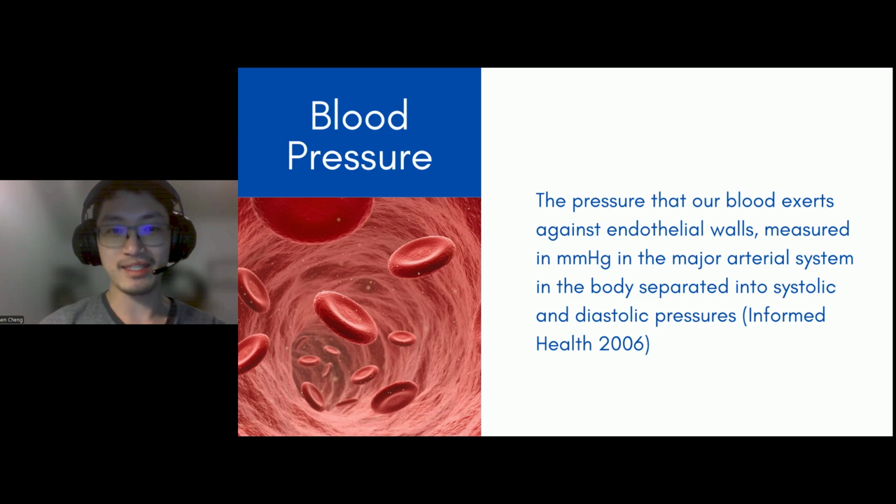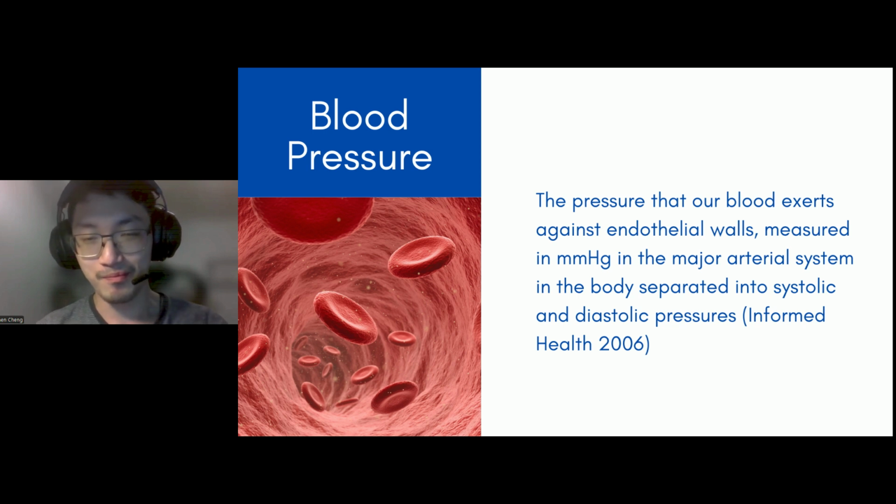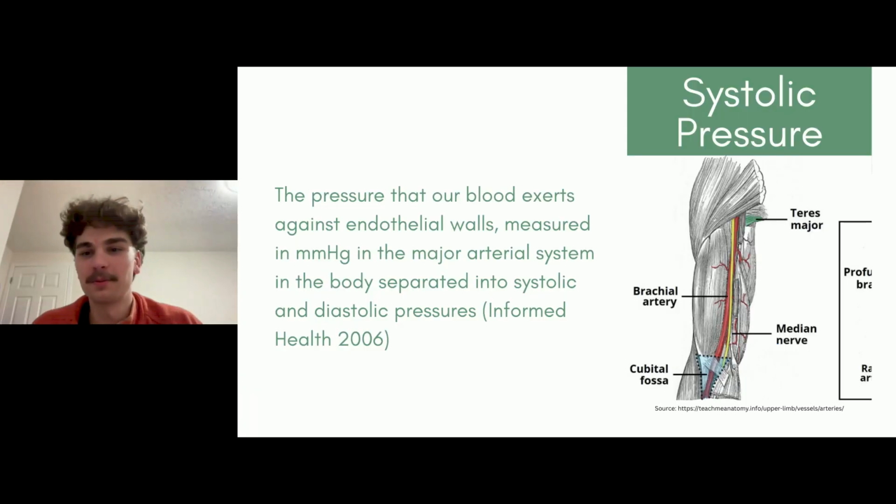Blood pressure is defined as the pressure that our blood exerts against endothelial walls, measured in millimeters of mercury as a major arterial system in the body, and is separated into systolic and diastolic pressures. Systolic pressure is the maximum blood pressure during ventricular contraction, which indicates the amount of pressure in the brachial artery when it's under maximum pressure from the cuff squeezing your blood vessel when your heart contracts, also known as ventricular systole, pushing blood from the heart to the body.